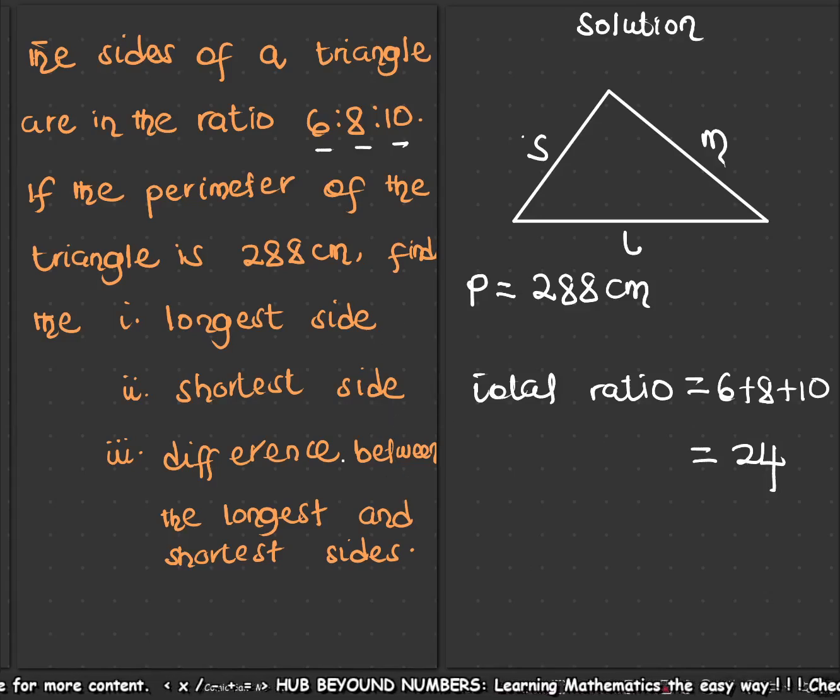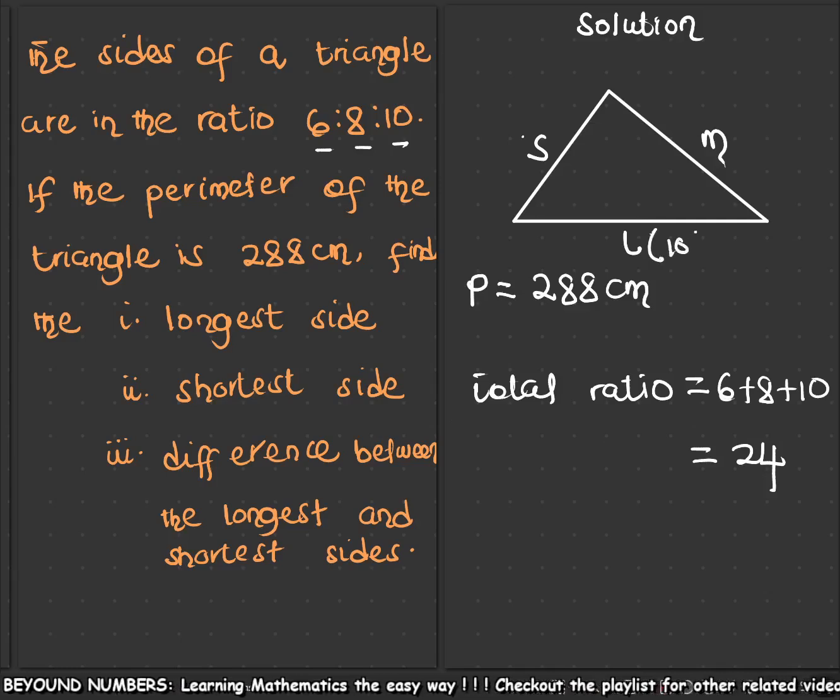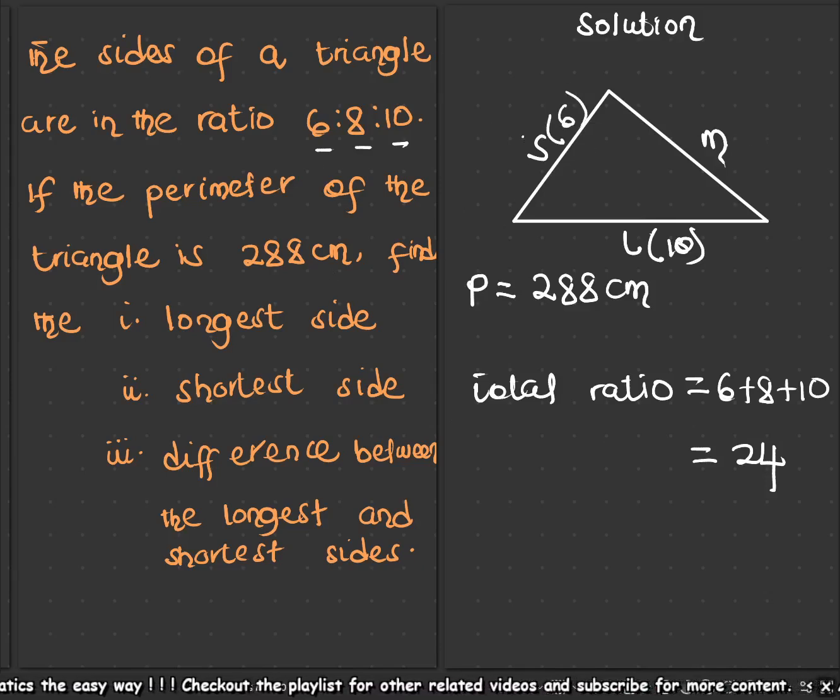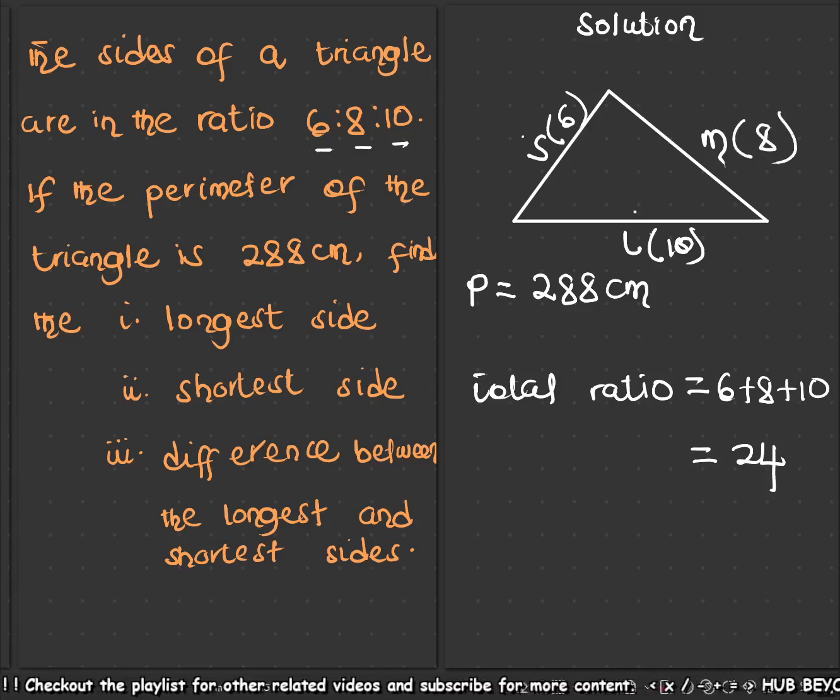Take note that the highest ratio, which is the 10, would always represent the longest side. Followed by the smallest one, which will be the shortest side, and then the middle one would be the medium side. As you see, they all correspond. So the bigger the ratio, the more its length, right?